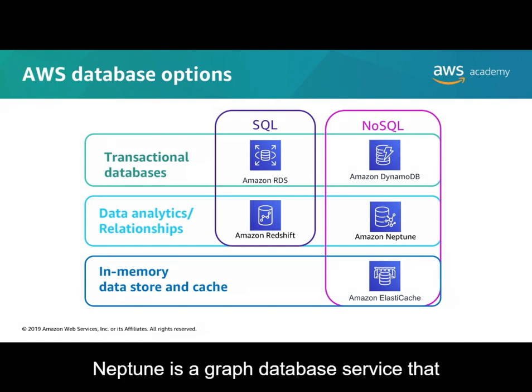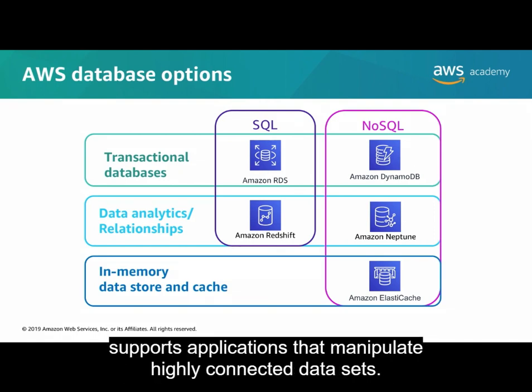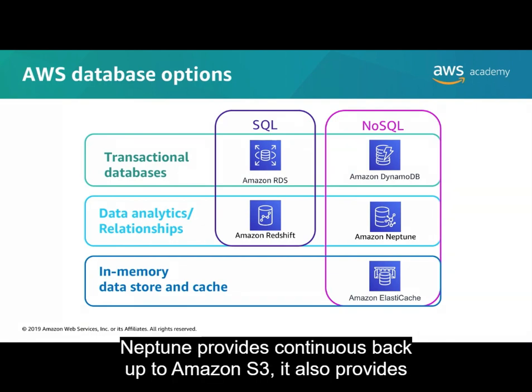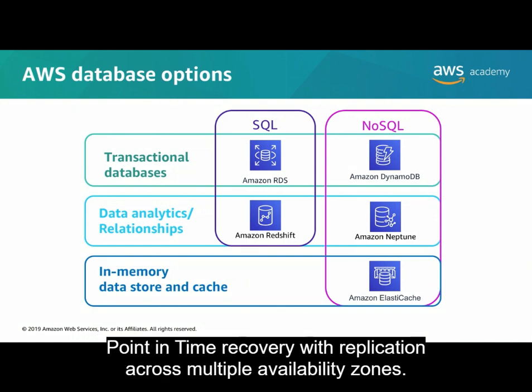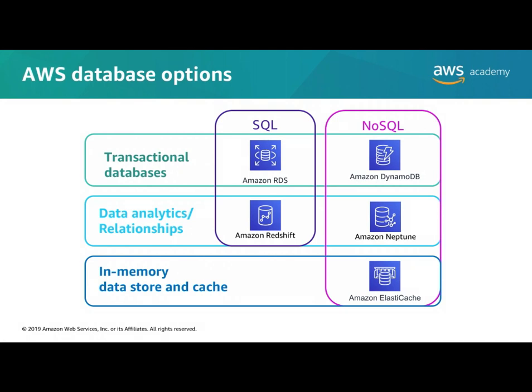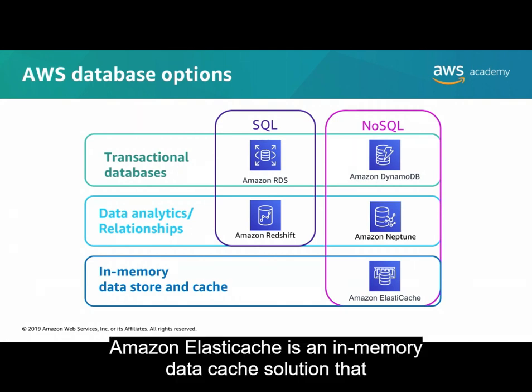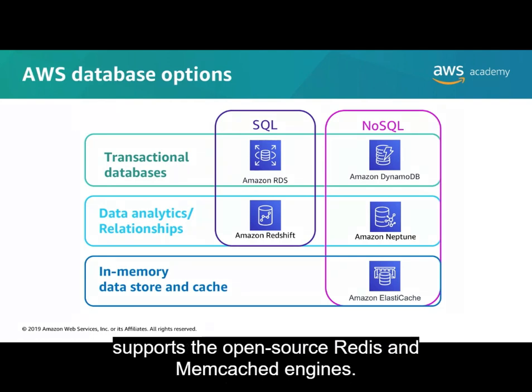Neptune is a graph database service that supports applications that manipulate highly connected data sets. Neptune provides continuous backup to Amazon S3. It also provides point-in-time recovery with replication across multiple availability zones. Amazon ElastiCache is an in-memory data cache solution that supports the open-source Redis and Memcached engines.